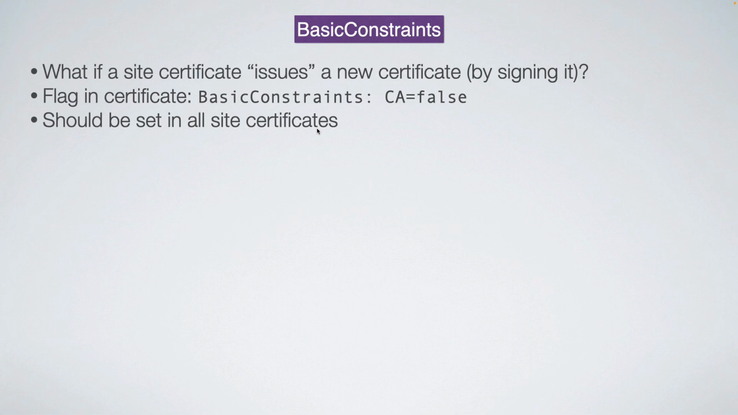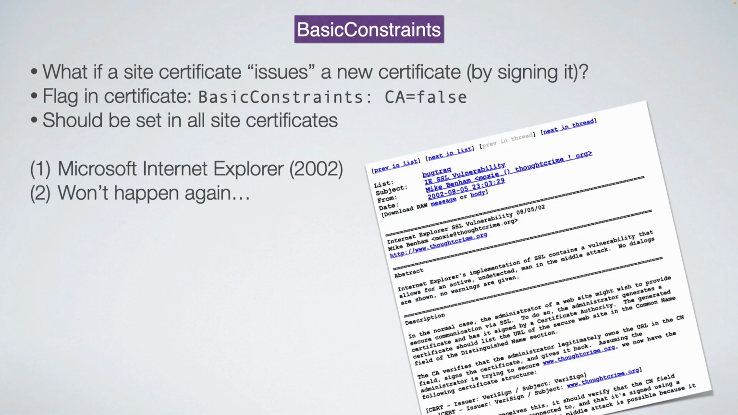Anyway, CA equals false should be set in all site certificates, okay? But it's up to the software to check whether that's the case or not. And so what happened is, in the earlier days of the internet, 2002, someone realized that Microsoft Internet Explorer, the library that underlies it, is not doing this check. And so if you have a site certificate, you could just pretend you're a CA and go issue certificates, and Internet Explorer is going to accept those certificates. Okay? So they just never checked it.